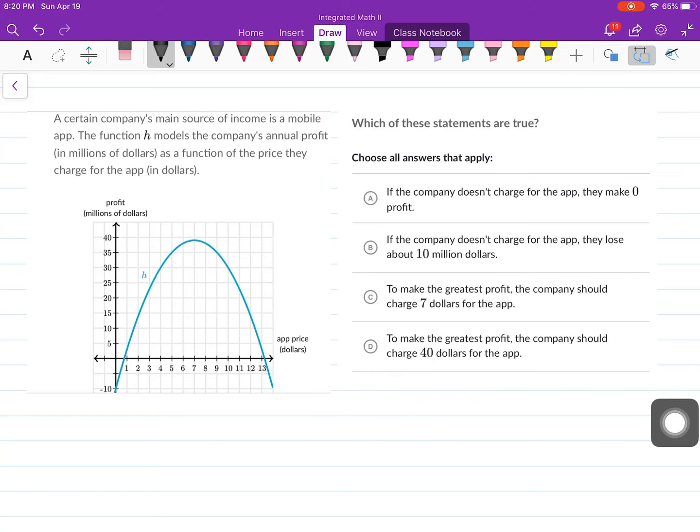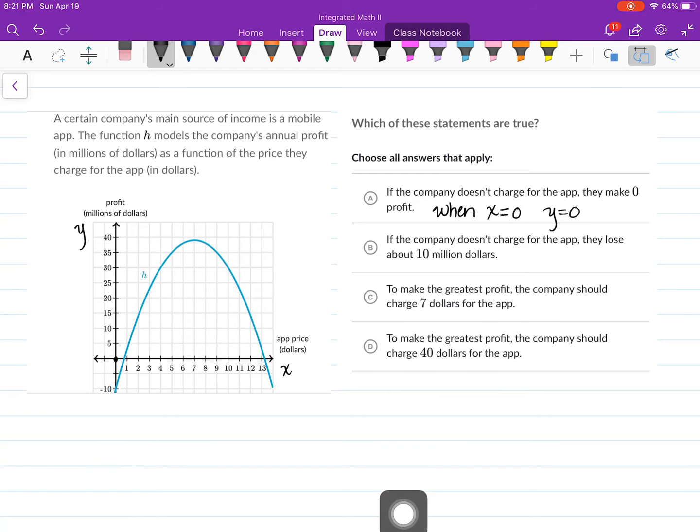So I just want to go ahead and label my X and Y. Then it says if the company doesn't charge for the app, they will make $0. Now, app price is represented by the X, so it says they're not charging for the app, which means that the app in this case is going to be $0. So when X equals 0, then they're saying that my Y should be 0 as well. Now, is that true? When X is 0, is my Y 0?